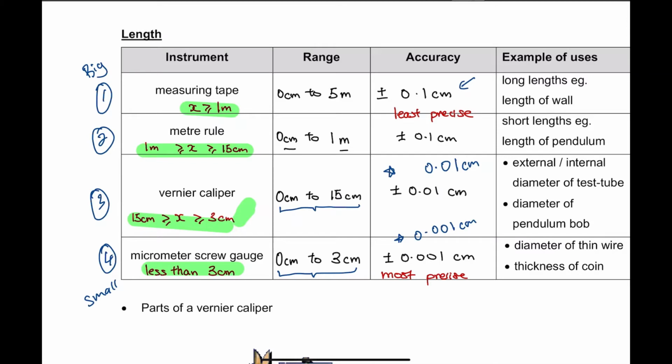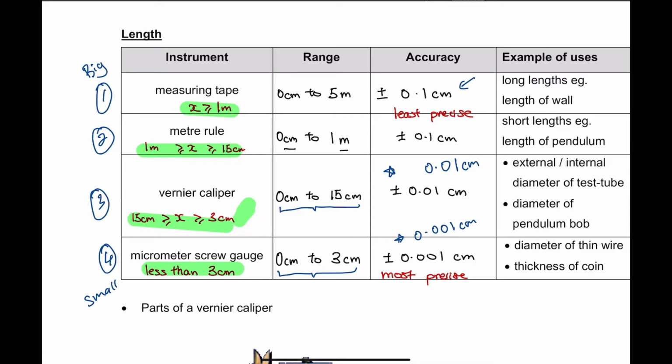a vernier caliper. If for example I want to measure the height of a chair, I'm not talking about those high chairs, your normal school chair that you're sitting in school, it's less than 1 meter, but the thing is I cannot use a vernier caliper or micrometer screw gauge to measure it because it's too small. So therefore I use a meter rule.